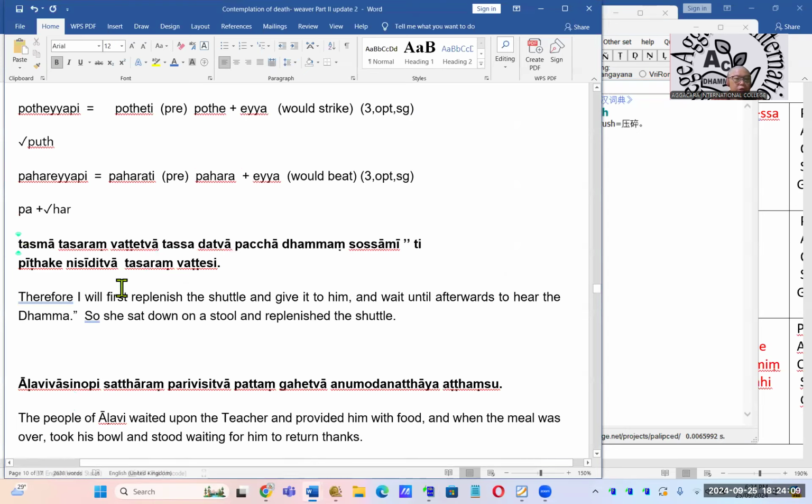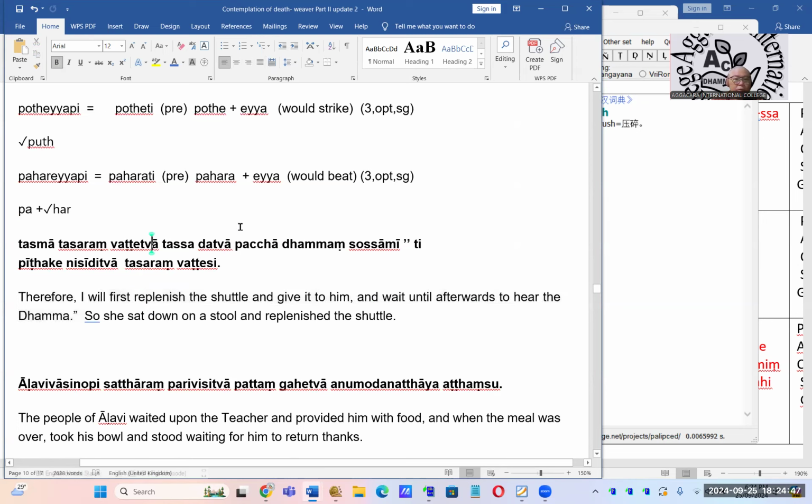Now, then she continues her thoughts. Tasma, we saw this tasma before. Tasma we translate as therefore. Tasma tasaram shutter. Wadetua tasadatua pachadama sosamiti. Pita ke nisititua tasaram watesi. Now, okay, so up to here is what she thinks, all right? So this part will be the same as this part. Therefore, I will first replenish the shutter and give it to him, and wait until afterwards to hear the Dhamma.